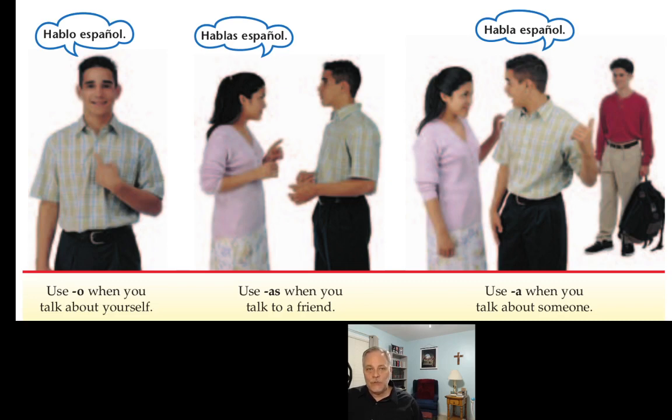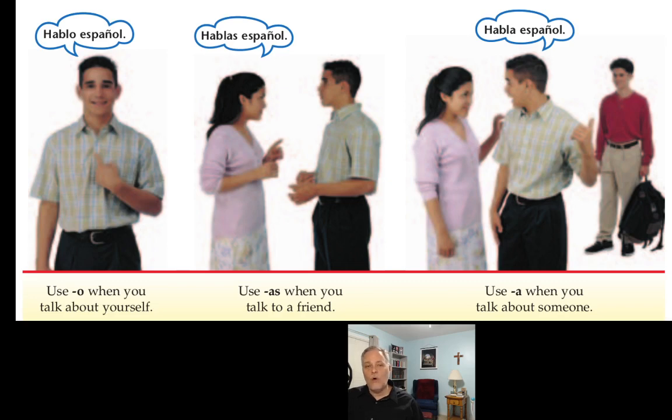Hablas español. You speak Spanish. Use A ending when you talk about someone else. Habla español. Él habla español. He speaks Spanish. So you have your first person O ending, your second person AS ending, and your third person A ending. And we'll practice with this a little bit more in a moment.